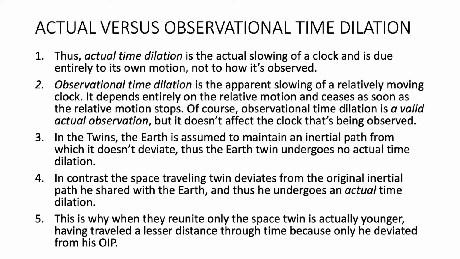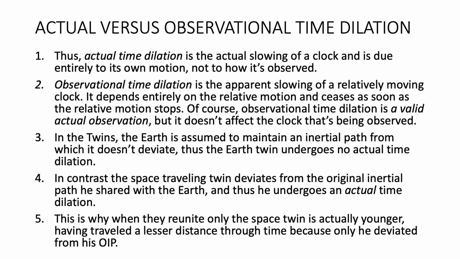Thus, actual time dilation is the actual slowing of a clock and is due entirely to its own motion, not to how it's observed. Observational time dilation is the apparent slowing of a relatively moving clock. It depends entirely on the relative motion and ceases as soon as the relative motion stops. Of course, observational time dilation is a valid actual observation, but it doesn't affect the clock that's being observed.